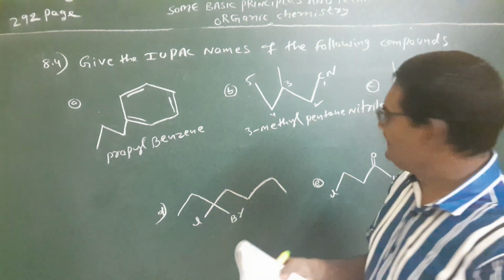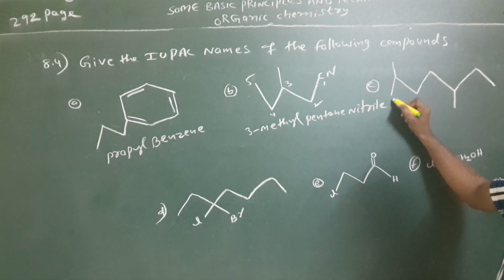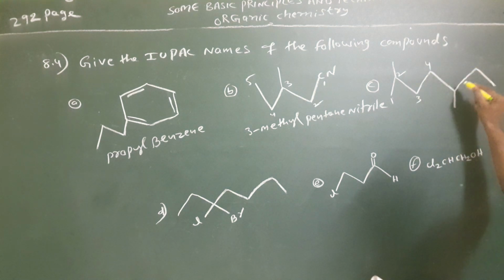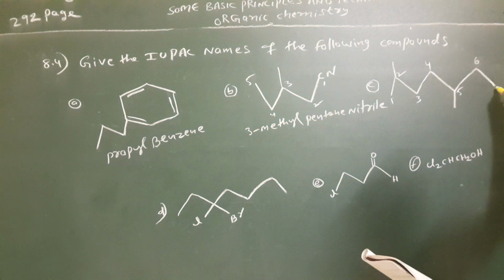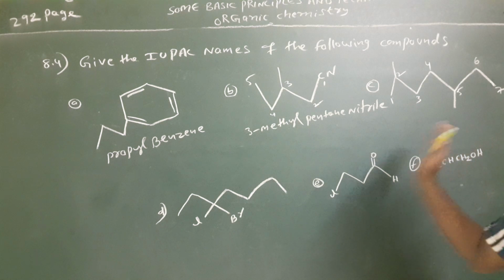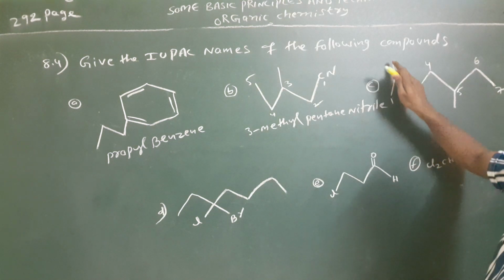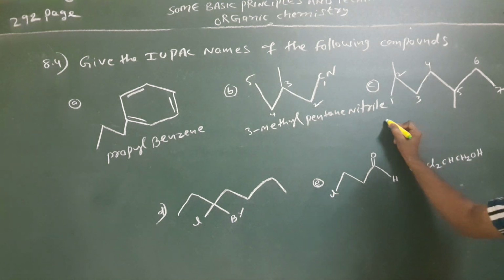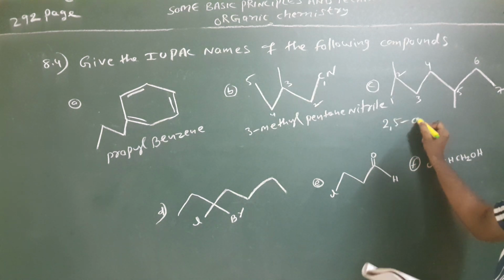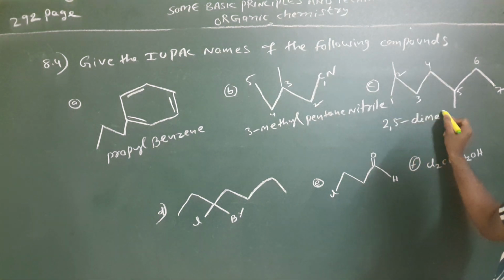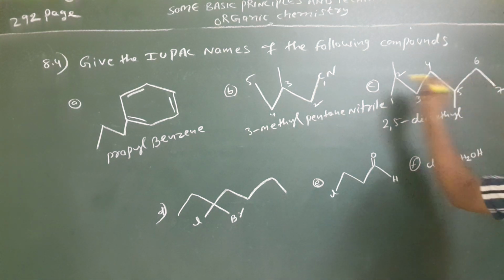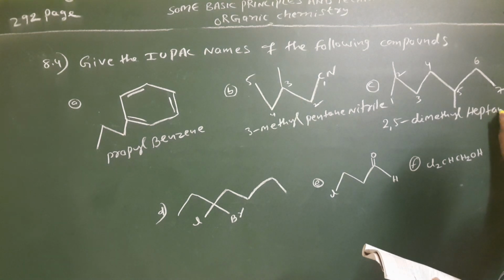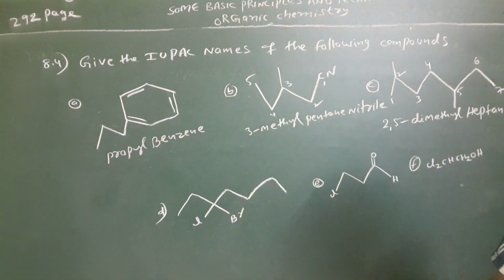Next, the third one. Here, see, first carbon, second carbon, third carbon, fourth carbon, fifth carbon, sixth carbon, seventh carbon. So numbering is completed. Next, the second place contains methyl and the fifth place contains methyl. So 2, 5 dimethyl, 7 carbons, heptane. 2, 5 dimethyl heptane. It is the third one.